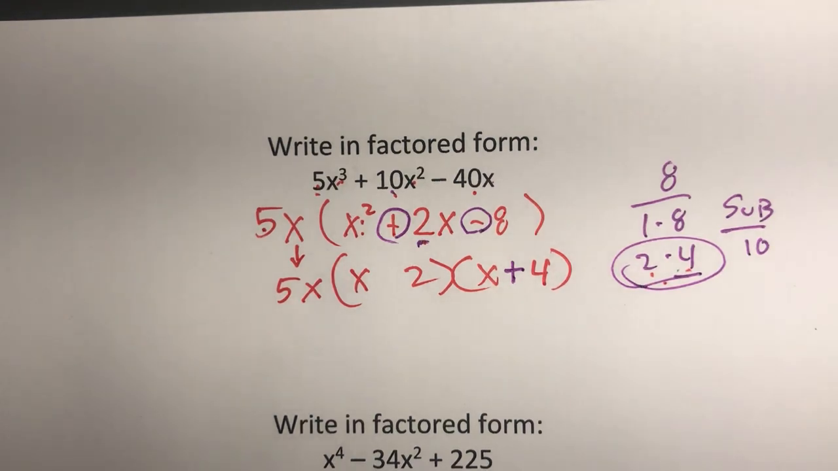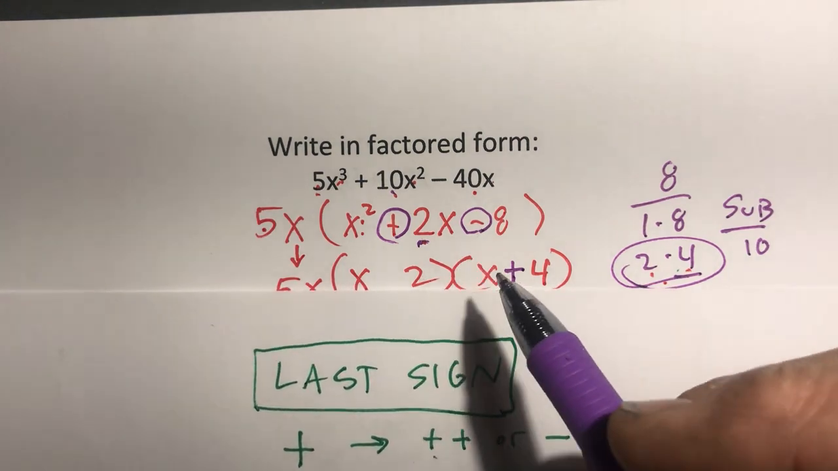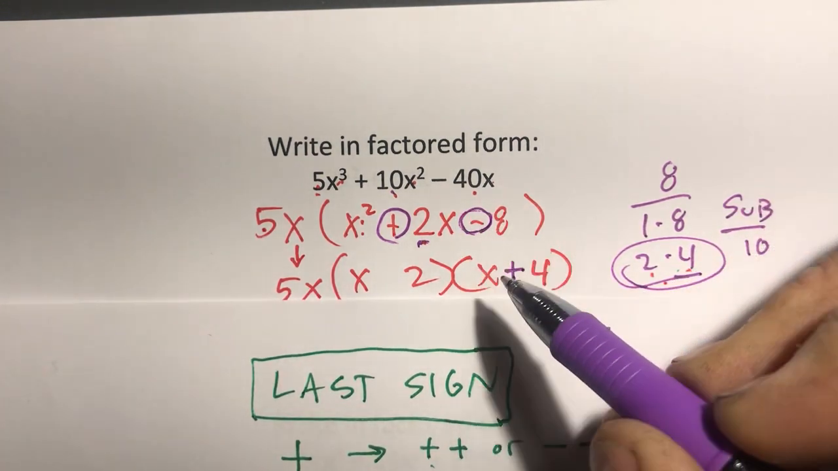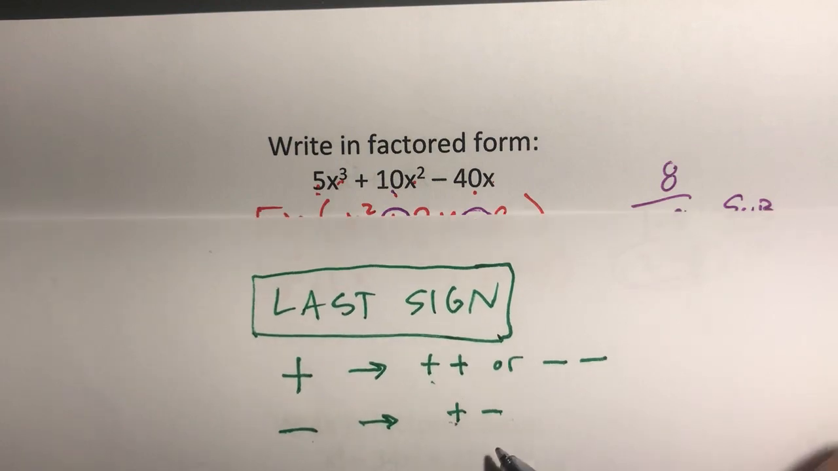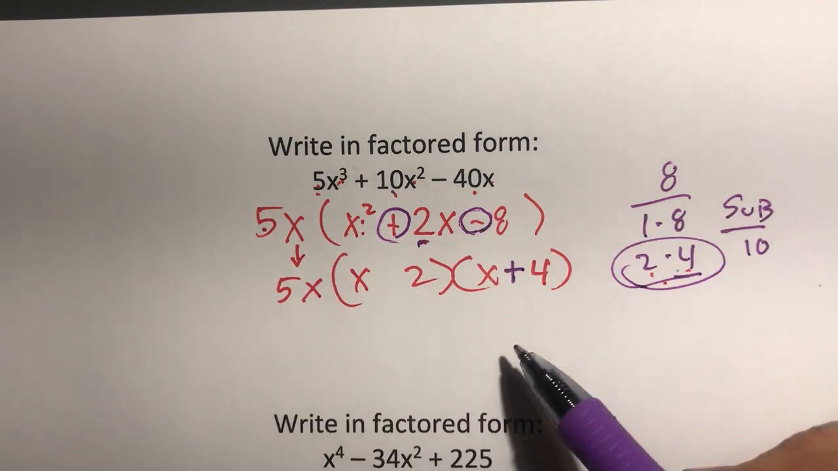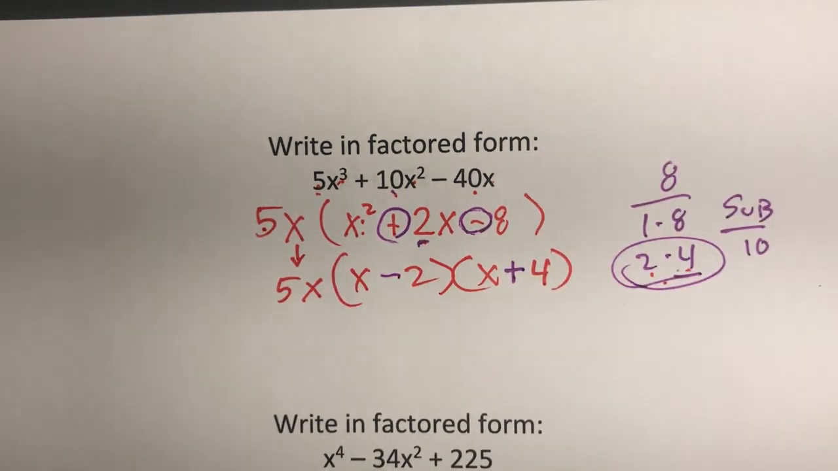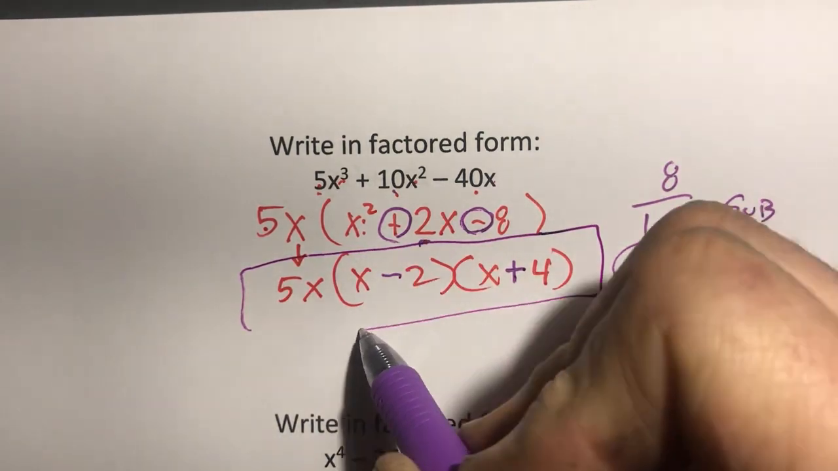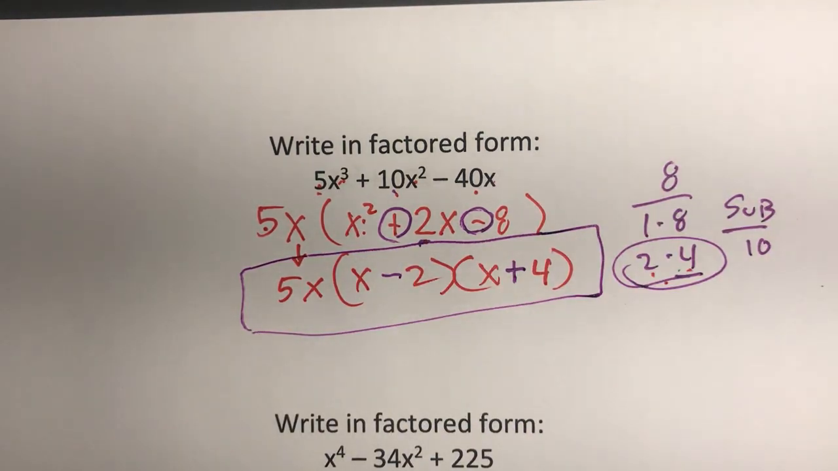Okay. Then my last sign is negative, which means I'm going to have a positive and a negative. I got to have a positive and a negative. I already got a positive, so this is negative. And there's my factoring right there.